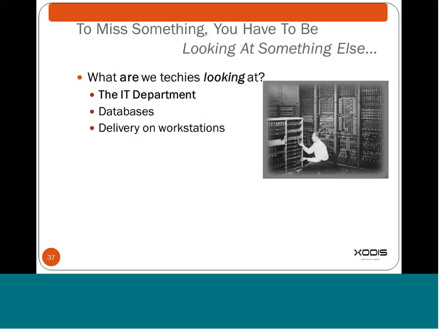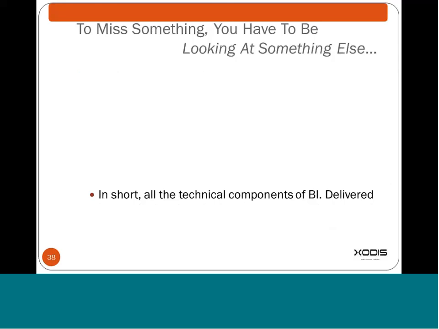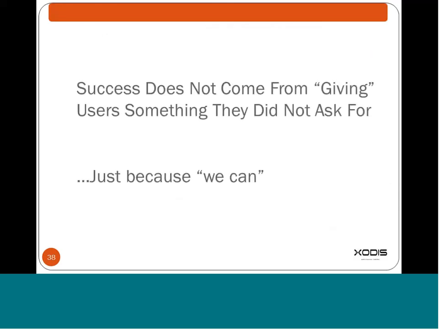That's the graphical depiction. So we must be looking at the wrong thing. So what are we looking at? You know, we're inside the server room. We're looking at the IT department. We're looking at databases and delivery on the workstations, which is what we're familiar with. We're focusing on all the technical components of BI, and we love this stuff. I mean, I got to admit, the dashboard, the scorecard, the workstation, but we're not going to get success by continuing to do what we've been doing over and over again just because we can.